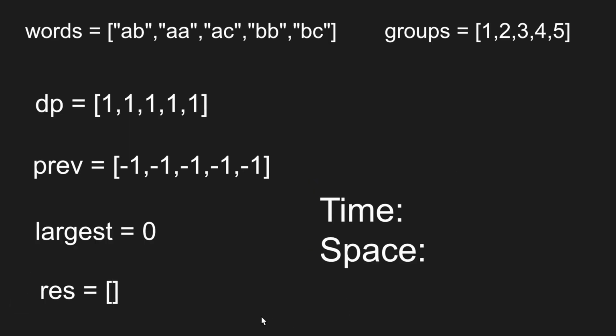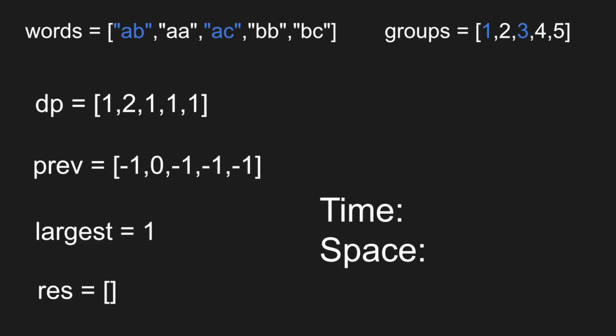So let's go over this example real quick. First we realize a, b, and aa are different by one letter, and 1 and 2 are different, so we can add 1 to 2 here and set the previous index to 0. Now we look next at a, b, and ac. They are different by 1 character. 1 and 3 are unequal, so we can also change this to 2 as the second sequence and the previous index as 0. But we see here, aa and ac are also different by 1 character.